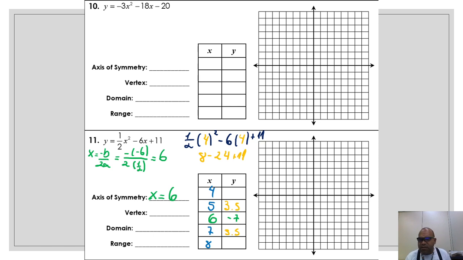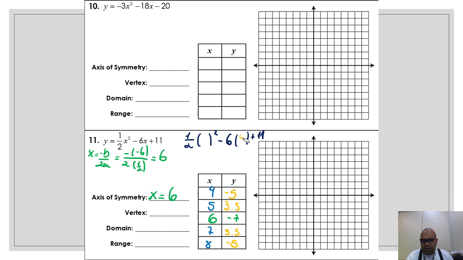I forgot how to do it, and I'm doing this in the video to be sure you understand. 8 minus 24 plus 11 is -5. -5 here. It makes sense, it's 3.5. Probably it's -3.5. Let me do it again, just to be sure.